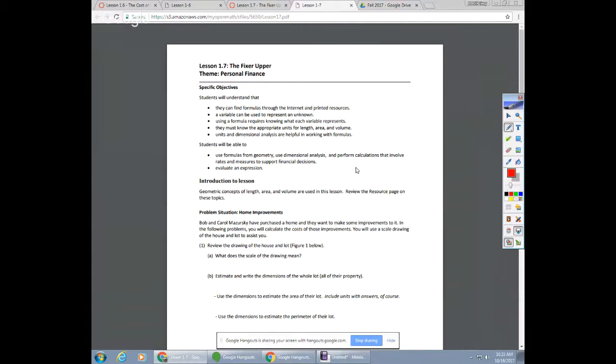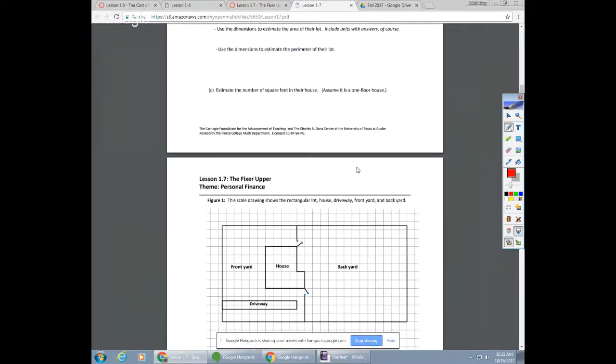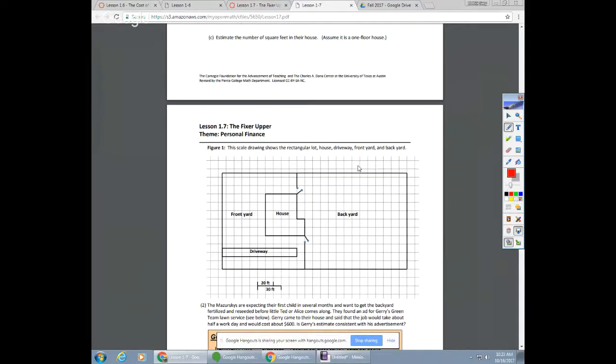So the first problem that we're going to take a look at is laying down some grass for this lot here. They've got a front yard, a backyard. A house takes up some space here, and the driveway takes up some space here. The house looks smaller than the yard. Yeah, that's a good question. Notice there's a scale on here. Maybe it is a small house, but maybe it's just a really big yard. Each square is what by what in dimension? 10 by 10, yeah.